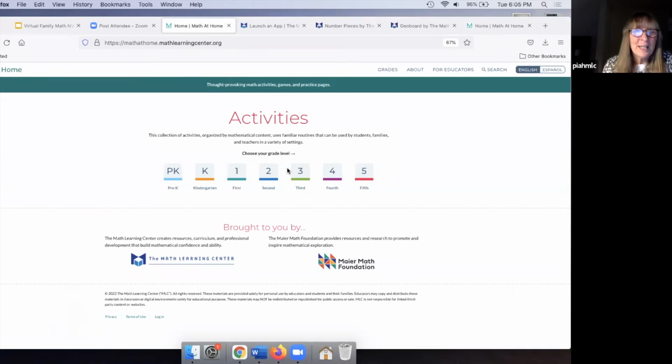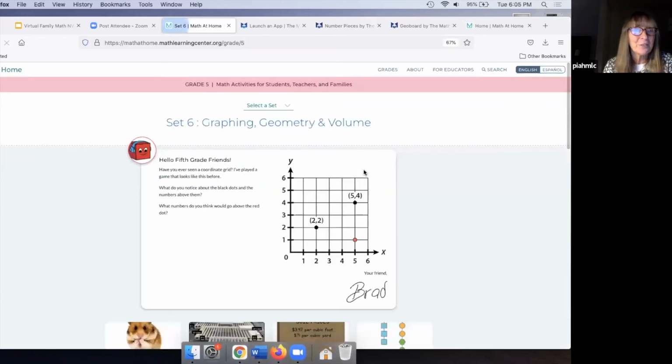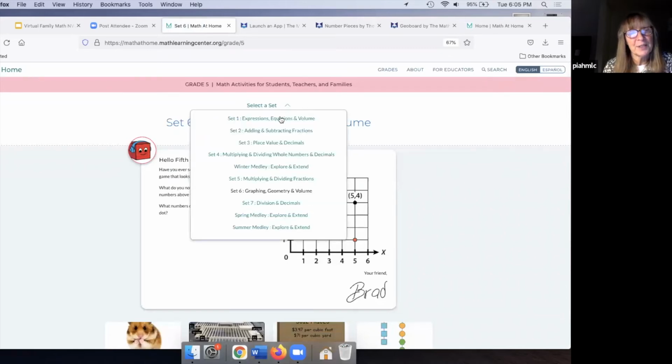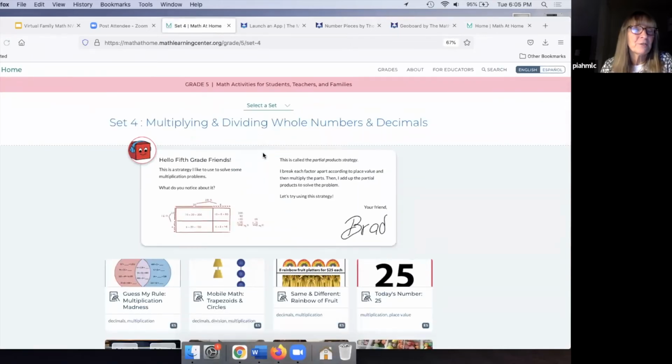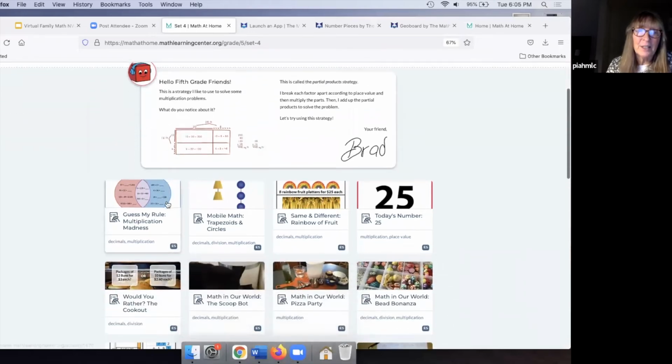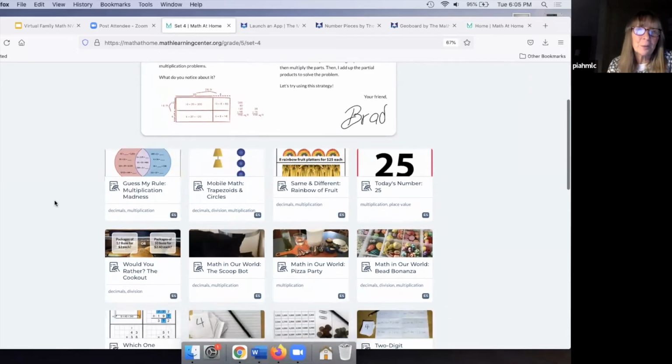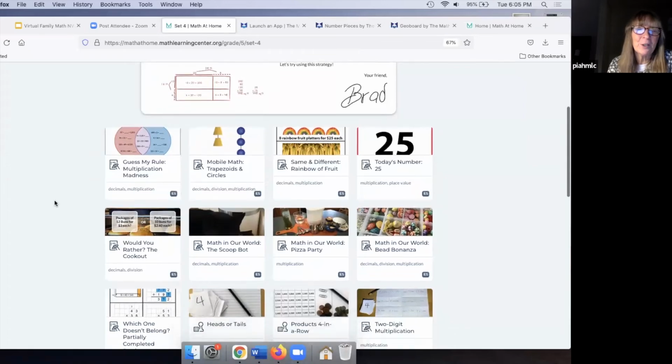And so we have for every grade level, for example, if I have a fifth grader, I can click on fifth grade. And what I like about this is it's aligned to the units of study in Bridges. So, for example, many of the teachers in fifth grade would be at unit 4 right now. So I can go to set 4, which is multiplying and dividing whole numbers and decimals. And these activities from Math at Home are connected to the lessons that the teachers are using in workplaces and Number Corner and their whole group session.